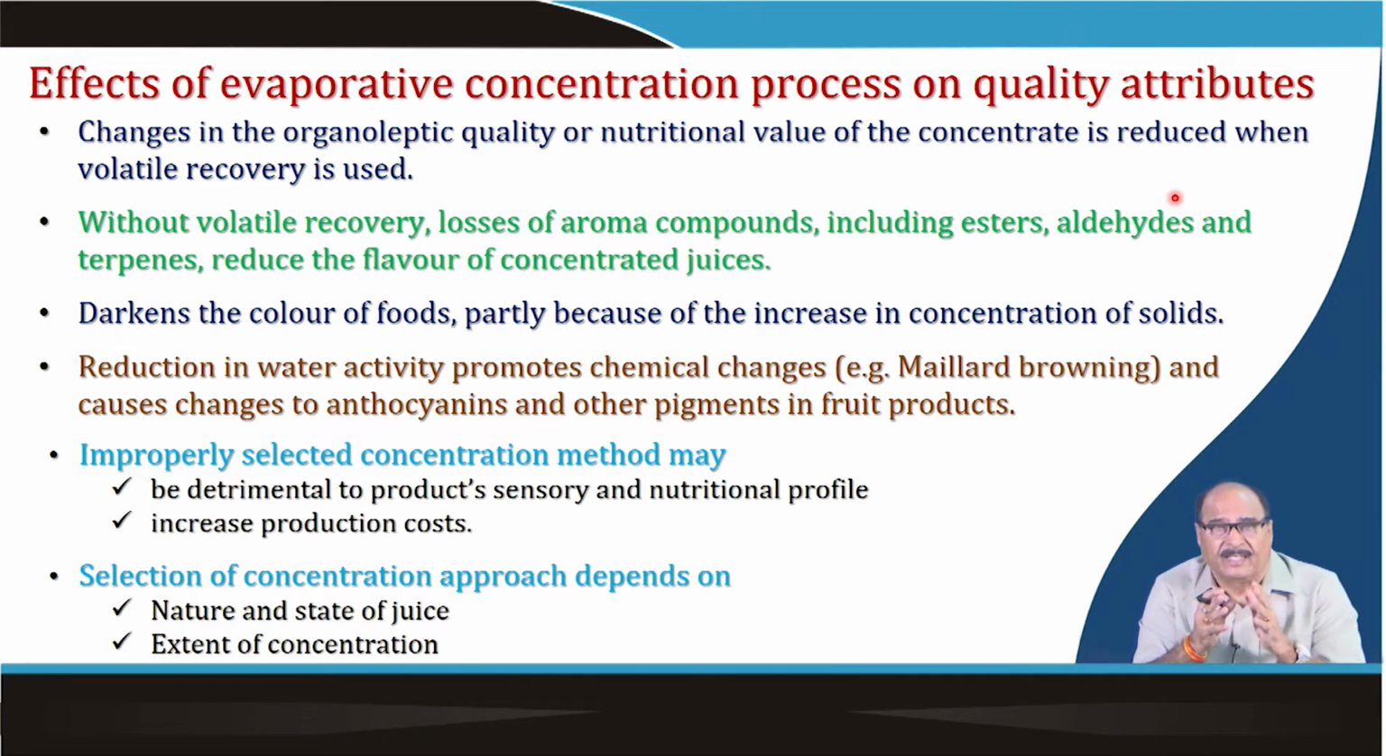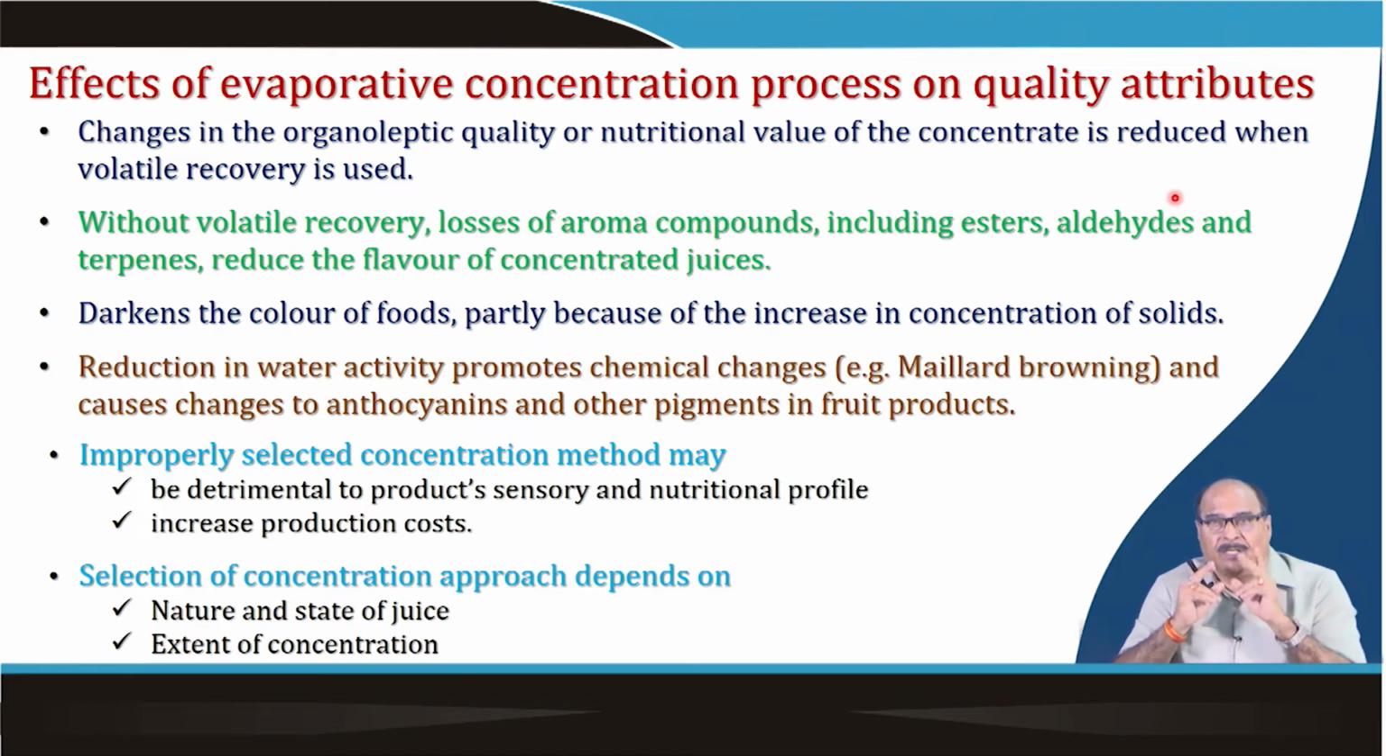There is a reduction of water activity, which promotes chemical changes like Maillard browning. It causes changes to the anthocyanins and other pigments in fruit products. So, one important thing is that an improperly selected concentration method may be detrimental to the product's sensory and nutritional profiles, and it may result in increased production cost.